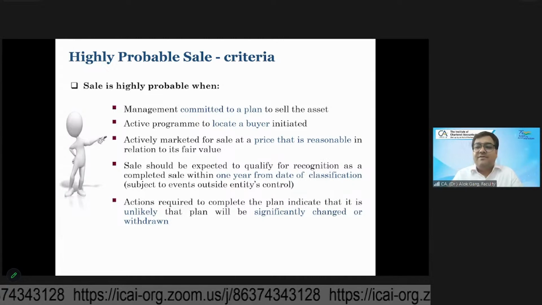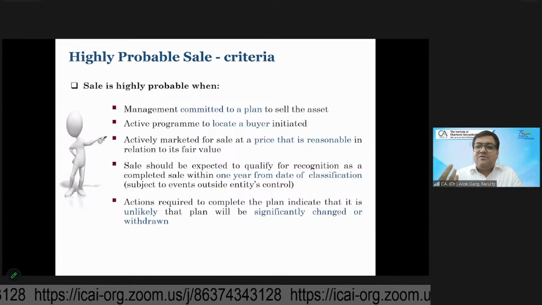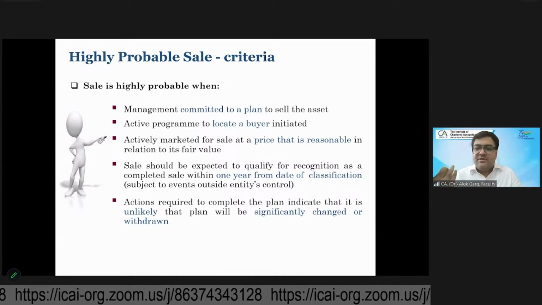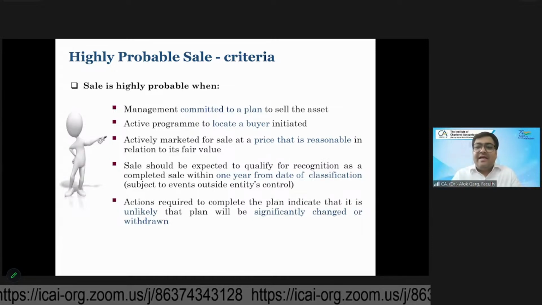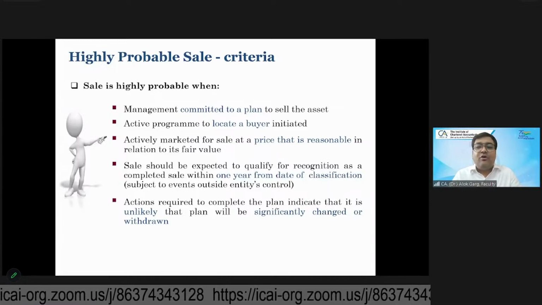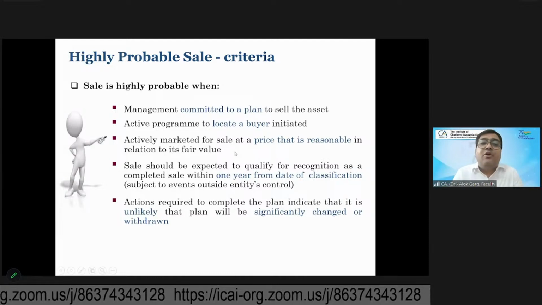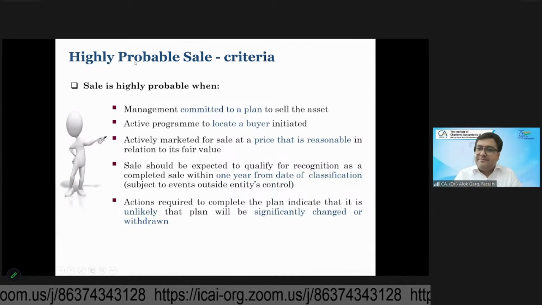For example, COVID, the classic example. Due to COVID, the registries were not happening, the court was closed, right? And the sale took more than 1 year to conclude. So in that case, it will still continue to be classified as held for sale, even though the period has extended beyond 1 year. Correct? Is that clear?